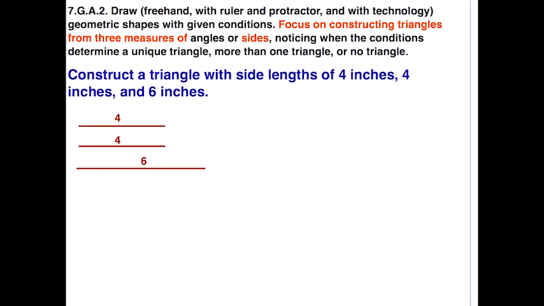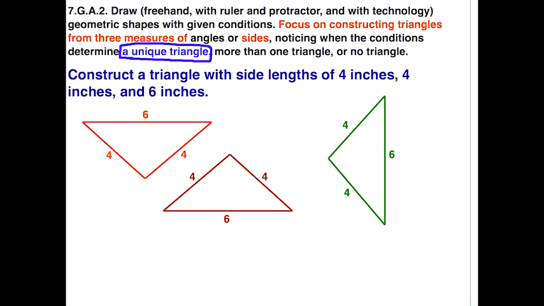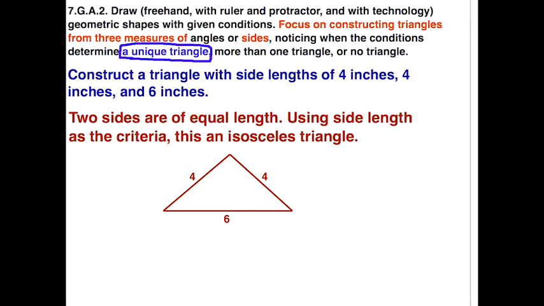Let's take on this task of constructing a triangle with side lengths of 4 inches, 4 inches, and 6 inches. Okay, so when students do that, this is what we come up with. When students compare, they'll find out that this is a unique triangle. We all came up with exactly the same thing. In this case, we had two sides that were of equal length. If we use side length as a criteria, then this is an isosceles triangle, again, because we had two sides being of equal length.